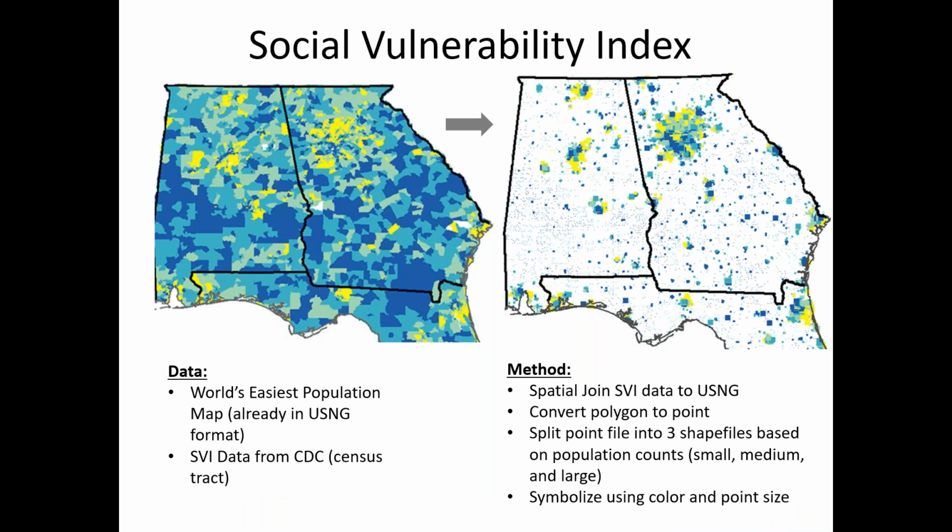Okay, this is the social vulnerability index. This data comes from the CDC, and it's a valuable resource for community organizers and planners to see, and emergency managers to see where the pockets of vulnerability might lie in an area. The yellow is the least vulnerable, and the dark blue is the most vulnerable.